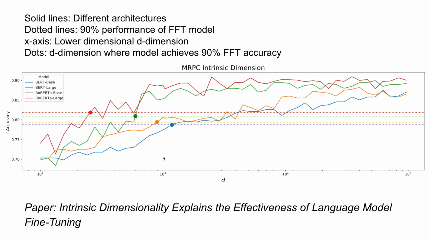And so they look at 4 different models. We have 2 BERT models and 2 RoBERTa models. And they find that between 100 and 1,000 parameters are sufficient to train to achieve 90% of the full parameter performance. And this is for a sentence similarity classification task.